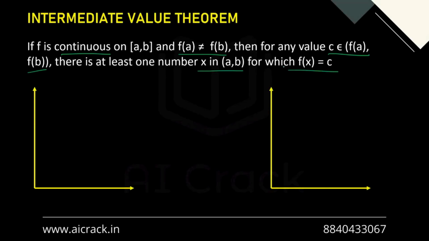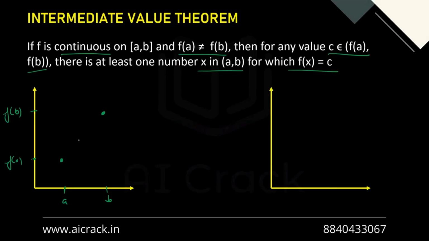So there are so many terms over here. Let's try to understand them one by one. So this is a, this is b, this is f of a, this is f of b over here. Now this is the point over here and this is the point over here. Now it says that fa is not equal to fb. We have done that. Fa is not equal to fb over here.